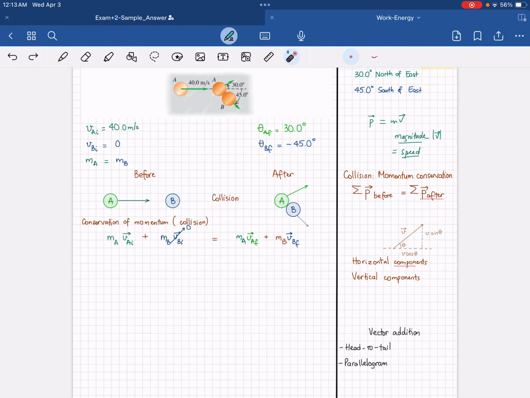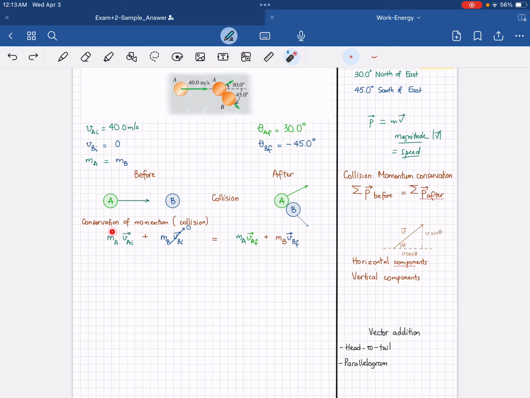Okay, welcome back. I hope that you have figured them out and can check the answer right now. But if not, it's okay. We can just do it together. So here I set up the conservation of momentum for the collision, since the momentum doesn't change.